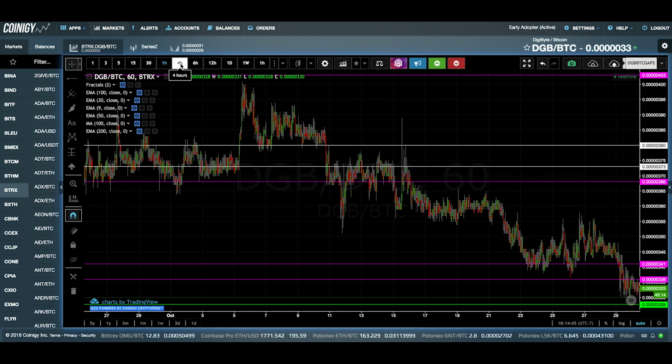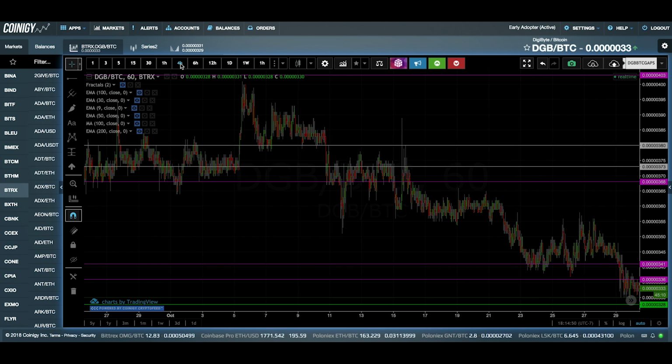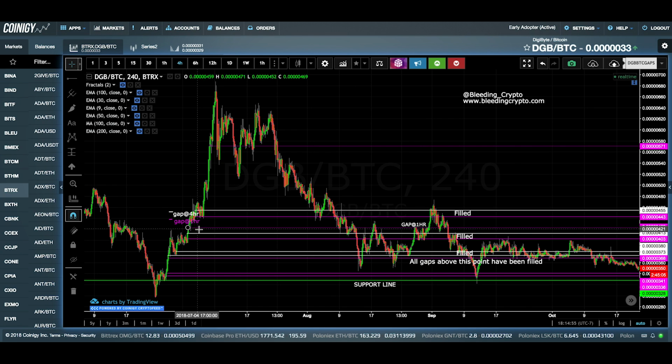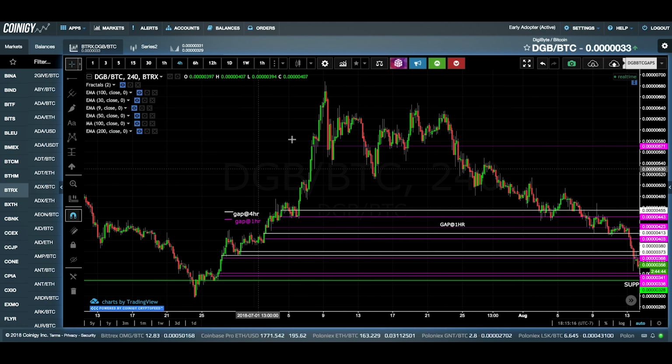Now what I'm going to do here is go to a higher time frame to give me more real estate on the screen. We know that these lines represent the 1 hour time frame, so there's no need to stay in the 1 hour time frame since I've already marked them. I tend to go to the higher time frames to give me more real estate so that I can see a zoomed out view of what is going on. So during this run, as I mentioned before, it left gaps all the way up here.